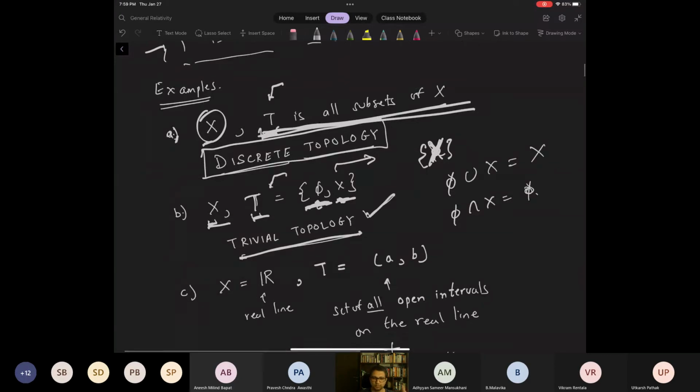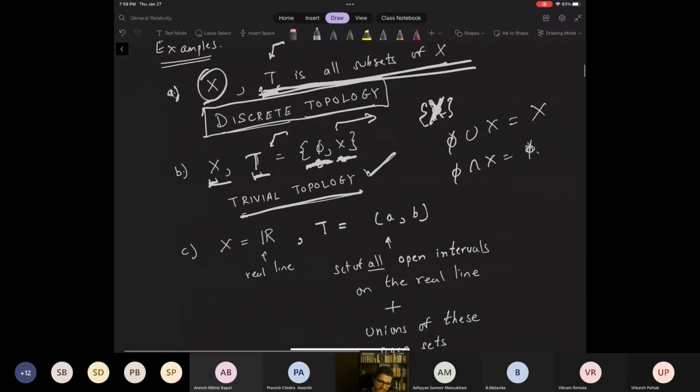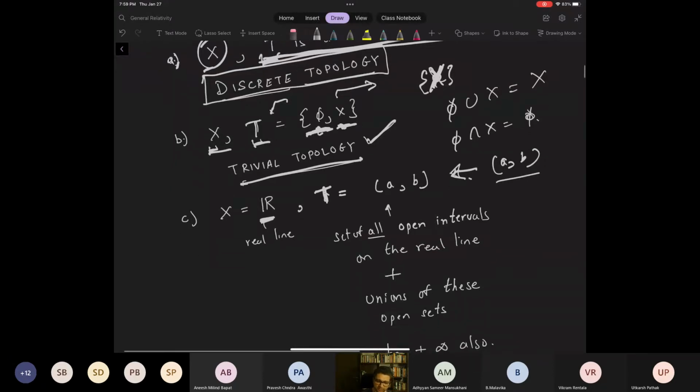But now let's come to some more interesting examples. Let's take X to be the set of real numbers, or the real line. And now let's take T to be the set of all open intervals, open in the sense of real numbers. So I take open intervals (a, b) on the real line, plus I also take the union of these open sets. For example, if I have a set between 0 and 1, and a set between 3 and 4, I take the union of these two as also being a member of T. And an arbitrary number of unions of these open sets I take to be members of T.